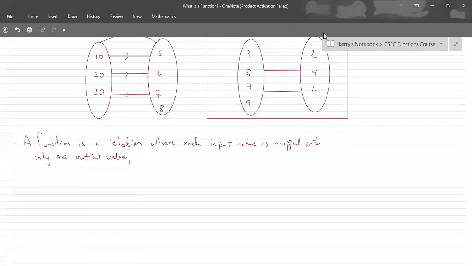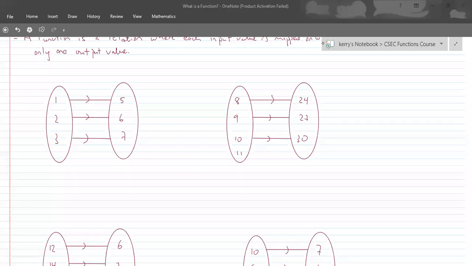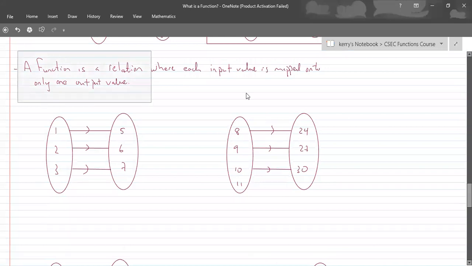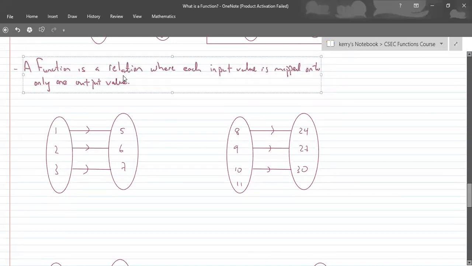So let's look at a few examples now, and you try to figure out if they are or aren't functions. Each one of these, let's look at them and decide: are they functions? Importantly, we will need to have this definition handy here. This is the definition for a function, and I'll keep copying and putting it across so we can look at it. A function is a relation where each input value, remember where the arrows are coming from, that is your input set. In all these diagrams, the input set is the leftward set.